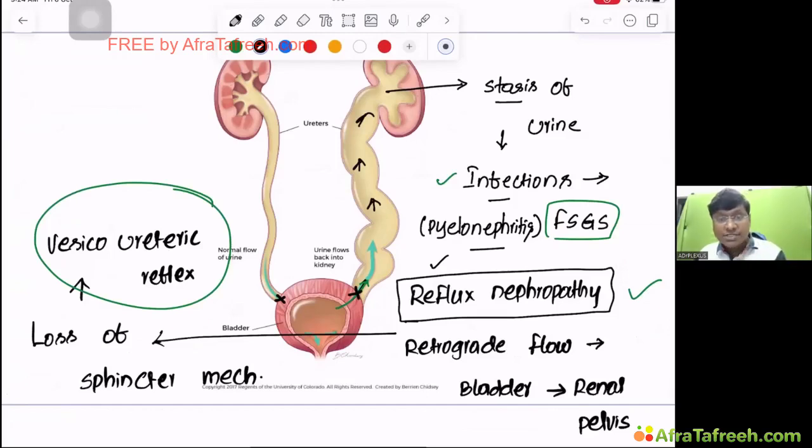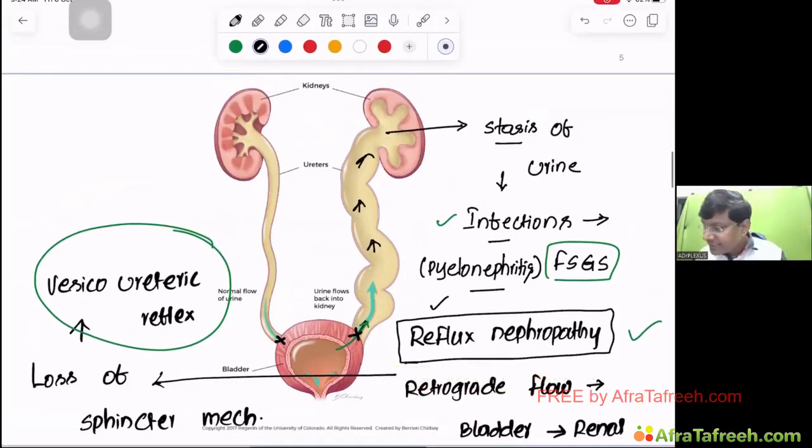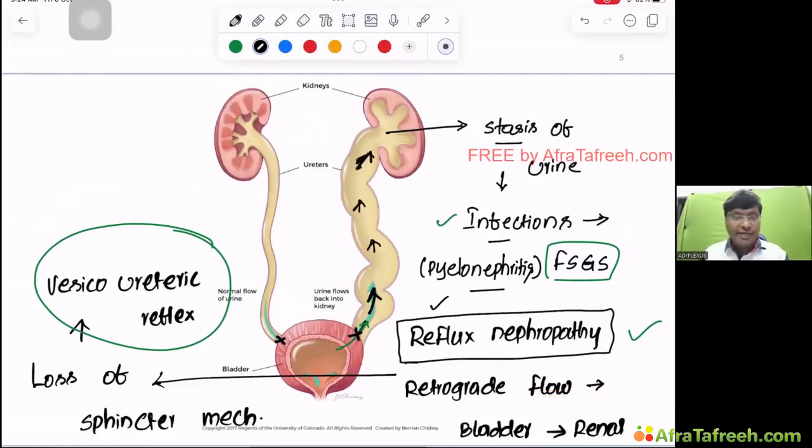Why? Because these etiologies, that is secondary FSGS, cause inflammatory destruction of the ureteric opening into the bladder. Thereby, whenever the bladder contracts, there will be reflux of urine from the bladder into the ureter, and from the ureter, the urine enters into the kidney. And in the kidney, there will be stasis of the urine.